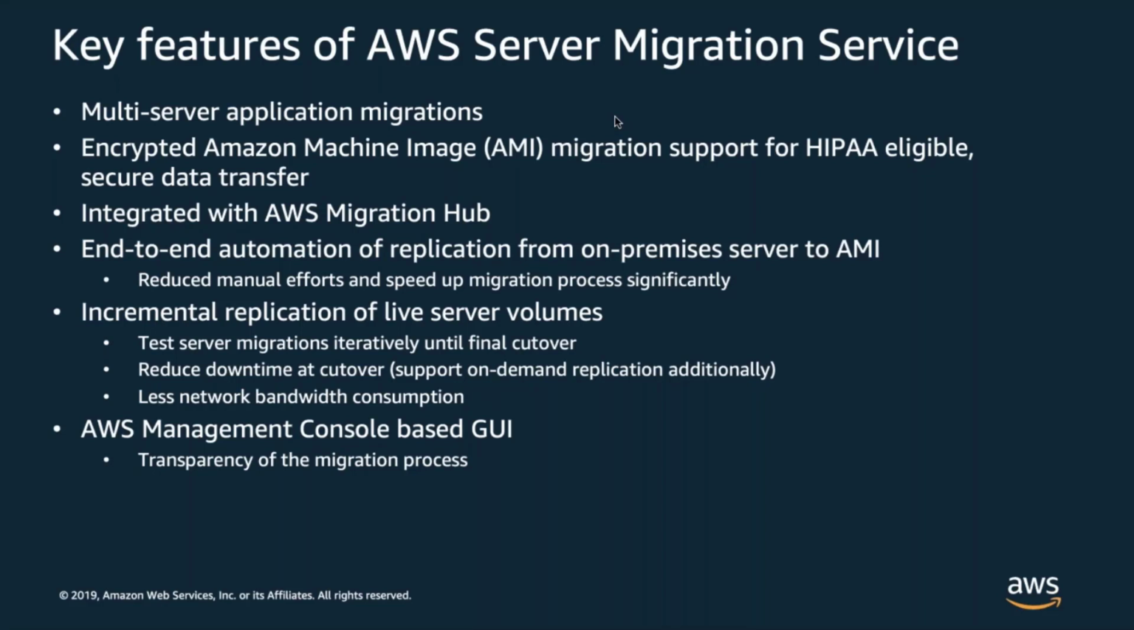you have end-to-end automation of replication from on-premises to AWS, and also it supports incremental replication of live server volumes. So that way, once you do base migration, you don't need to do entire migration. You can just do an incremental migration and replicate the delta changes to AWS, and you can optimize on the network bandwidth required. It is a native AWS service, so you have a benefit of using AWS Management Console-based graphical user interface, and you have a transparency of entire migration process.